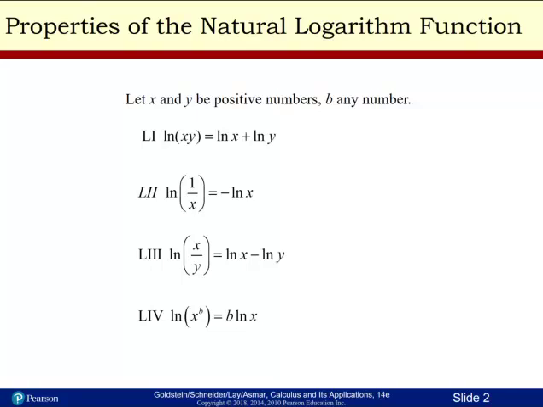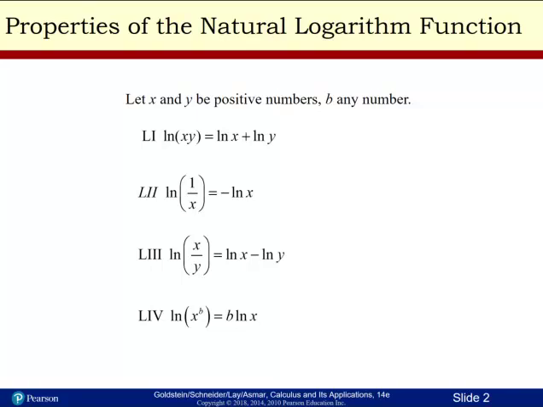Remember that if we have some x and y that are positive numbers and b is any number, property one was when we had the natural log of two numbers multiplied together, that equals the natural log of x plus the natural log of y because we add exponents when we multiply.